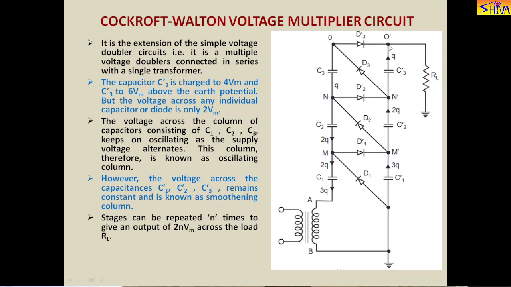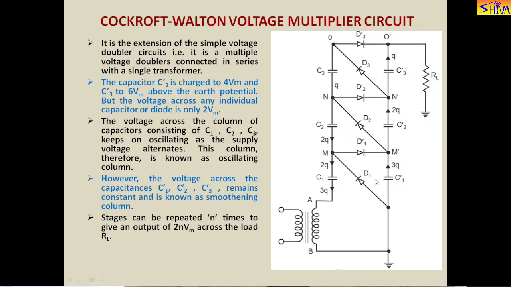So if there are n number of stages, then we can say that the output voltage will be 2 into n into Vm, where Vm is the peak output voltage of the secondary of this transformer. The voltage across the column of capacitors consisting of C1, C2 and C3 keeps on oscillating as the supply voltage alternates. Therefore, this column is known as the oscillating column. However, the voltage across the capacitors C1 dash, C2 dash and C3 dash remains constant. Therefore, this column is called the smoothing column.